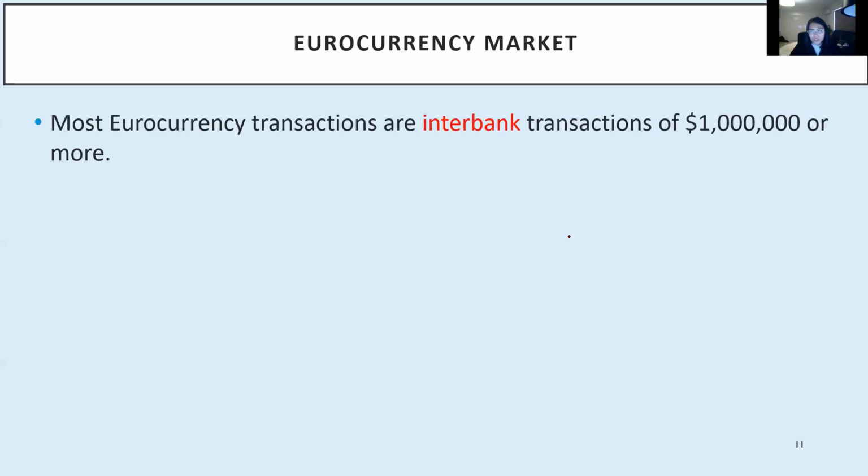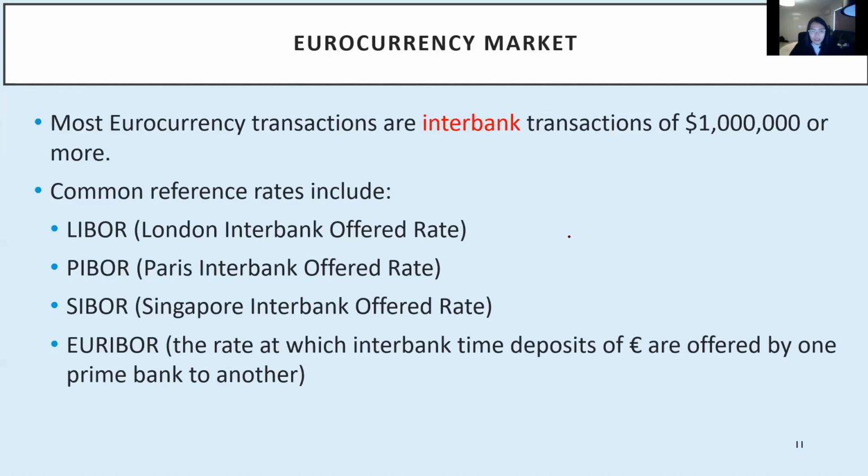So the euro currency market is a money market. It's a wholesale interbank market where the transaction size is quite large, so every transaction is $1 million or more. Now, when you trade currencies in the money markets, normally the interest rate on your instrument is quoted as a spread above a certain base rate.